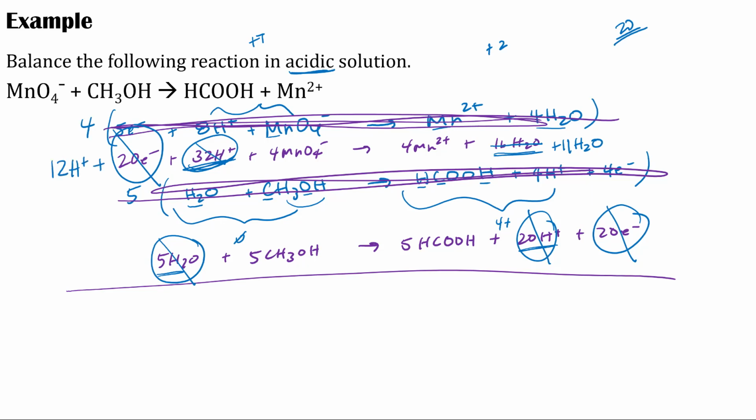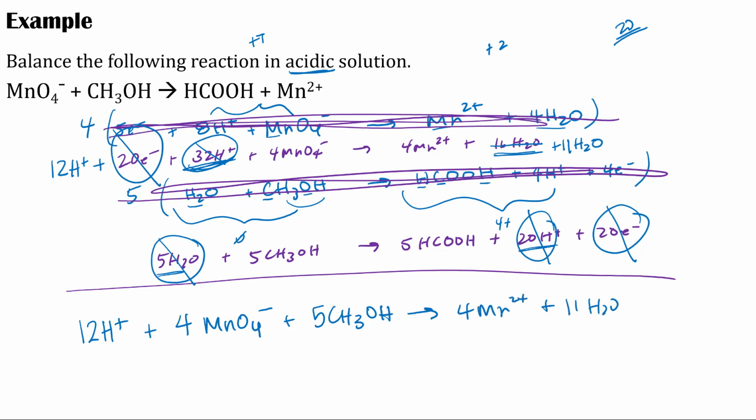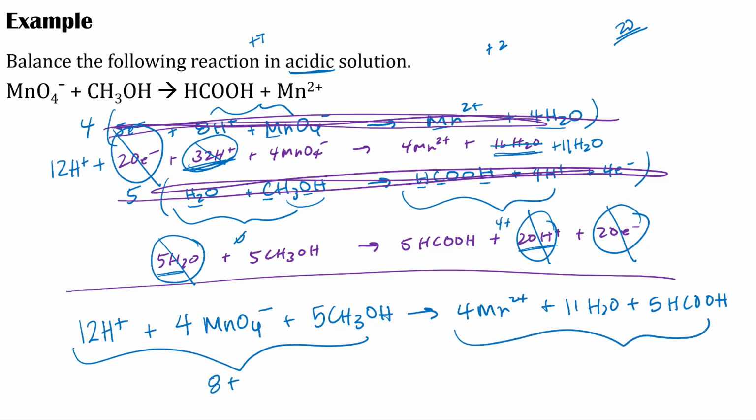So then if I write all this down, I would have 12 hydrogen plus 4 permanganate plus 5 CH3OHs plus 4 manganese, 11 waters plus 5 HCOOHs. So now I'm going to check my charges first. So this would be 12 positives and 4 negatives is 8 positives. And then over here on this side, I have 4 plus 2s, so that'd be 8 positive.